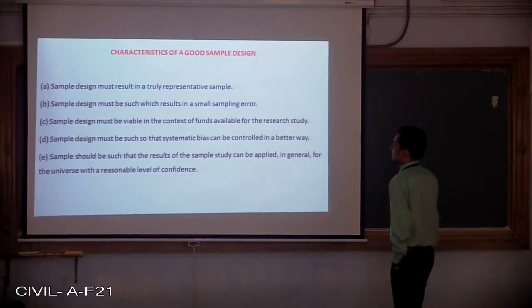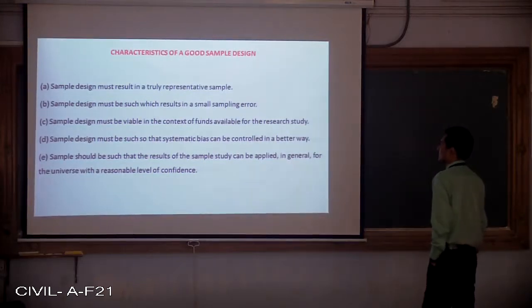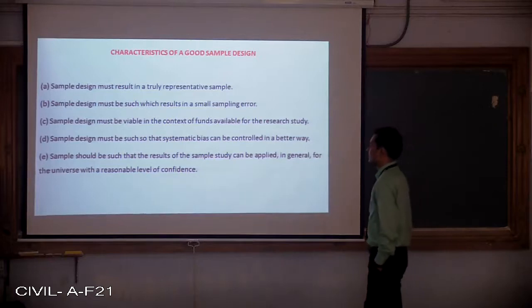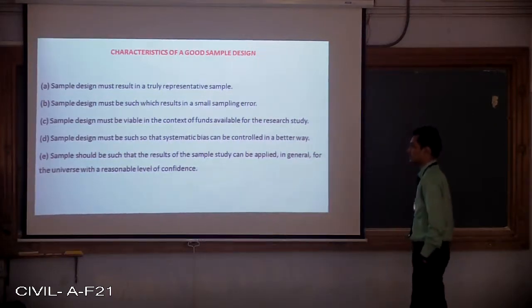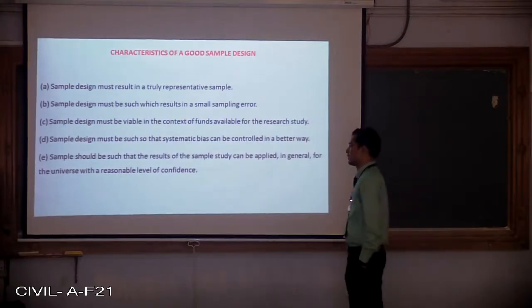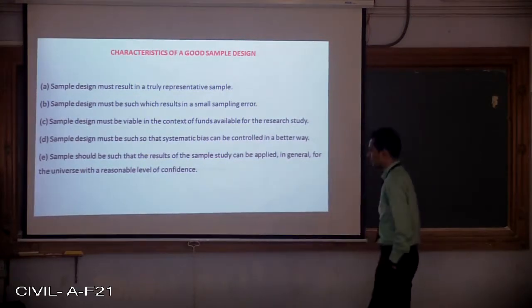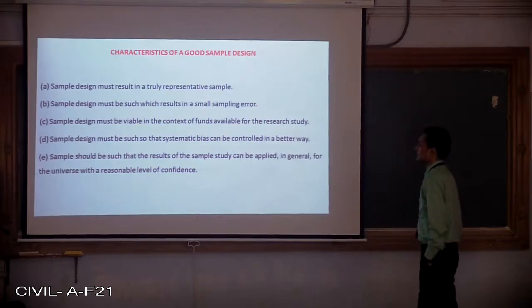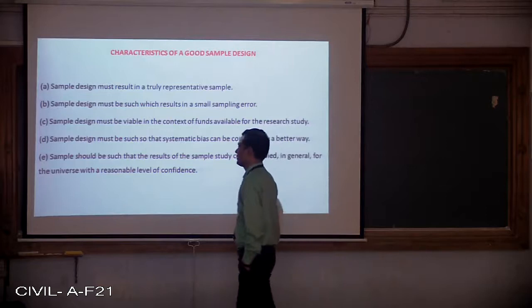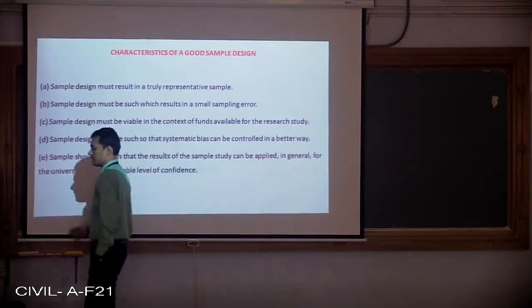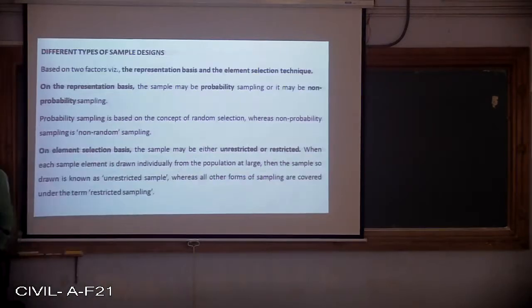The sample design must be such that systematic bias can be controlled in a better way. So whatever bias there is from such factors, which I have already shown in the previous slide, can be controlled in a better way. Samples should be such that the results of the sample study can be applied in general to the universe with a reasonable level of confidence. So these are some characteristics of a good sample design.